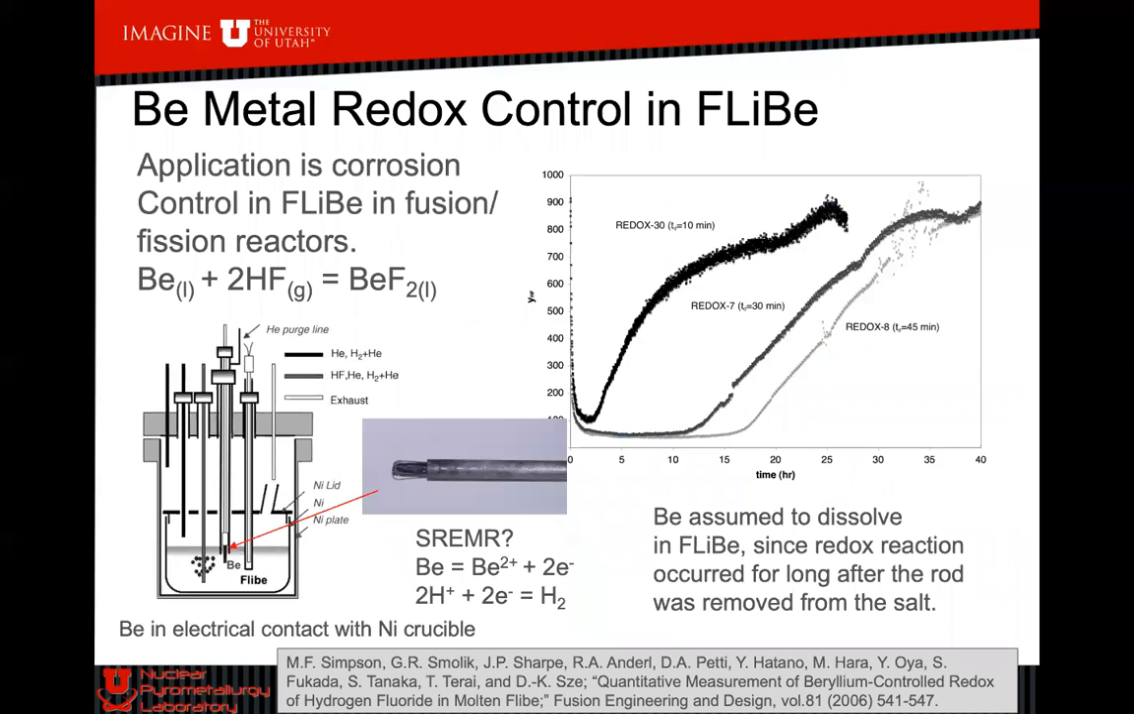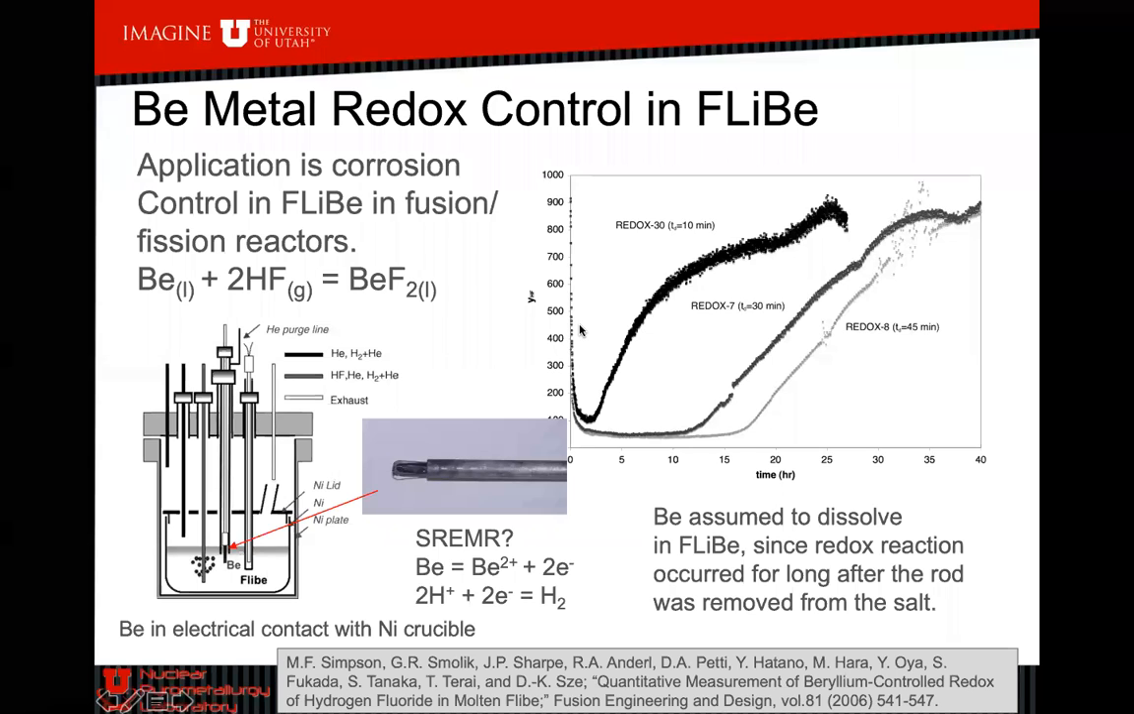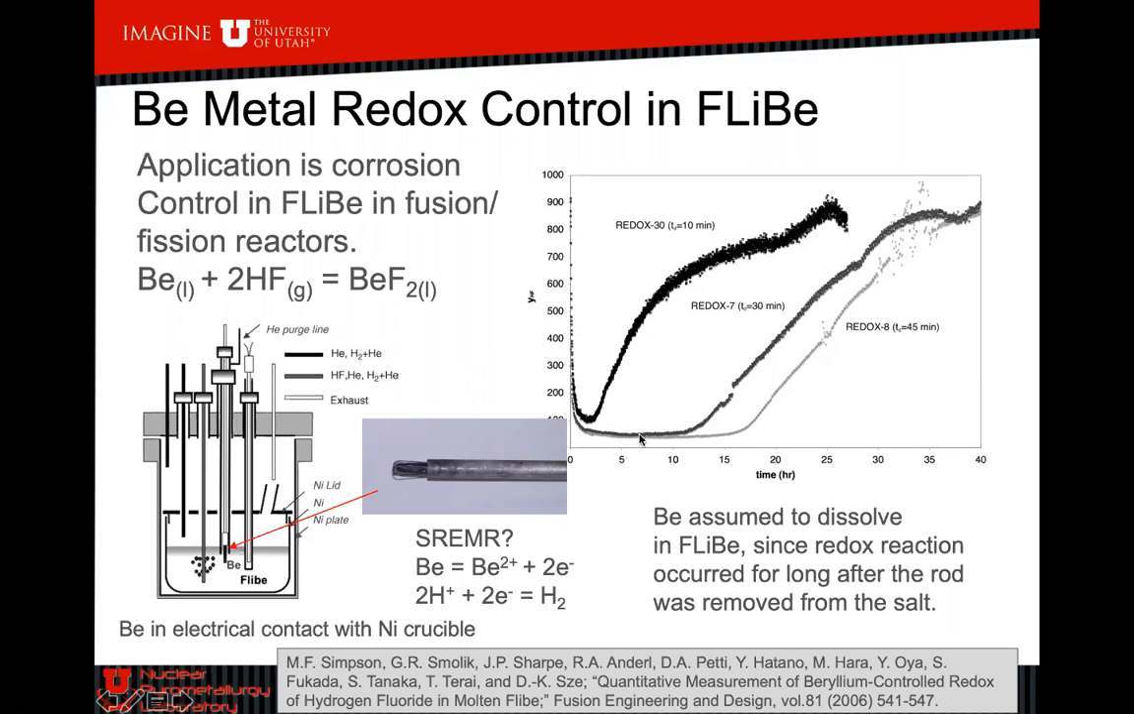Well, the thing we figured out a number of years ago was we just add beryllium metal to the salt. This is an experiment where we took this beryllium metal rod and inserted it into the salt anywhere from 5 minutes to an hour, and then we'd pull the beryllium out of the salt, bubble HF into the salt, and measure the effluent concentration. And you can see here, like this one, redox 8, basically no HF is coming out for like 15 hours before it starts to come out.